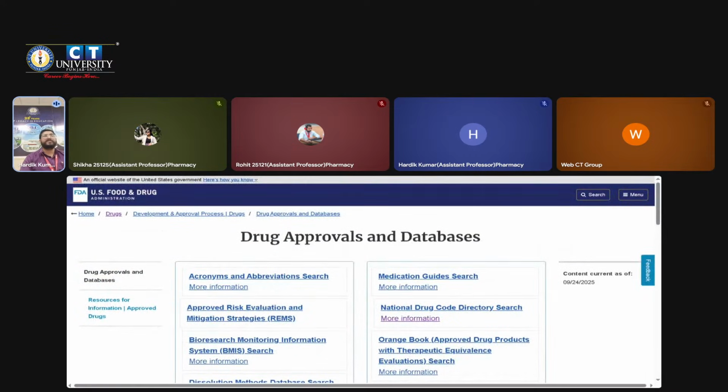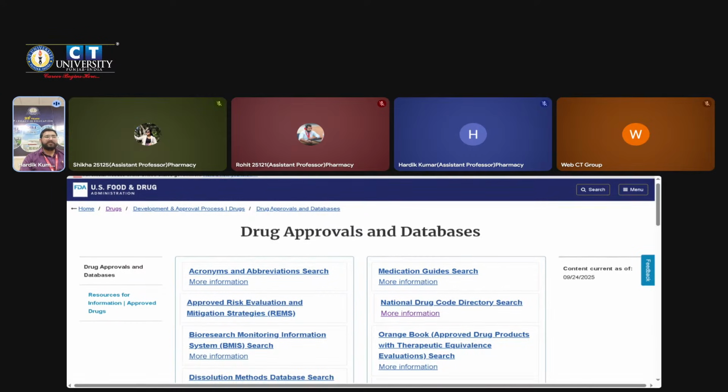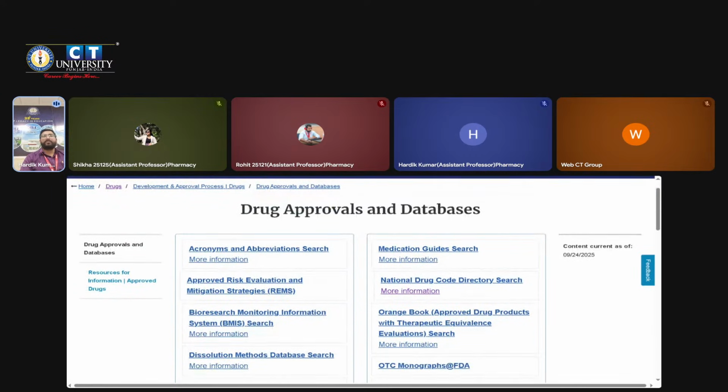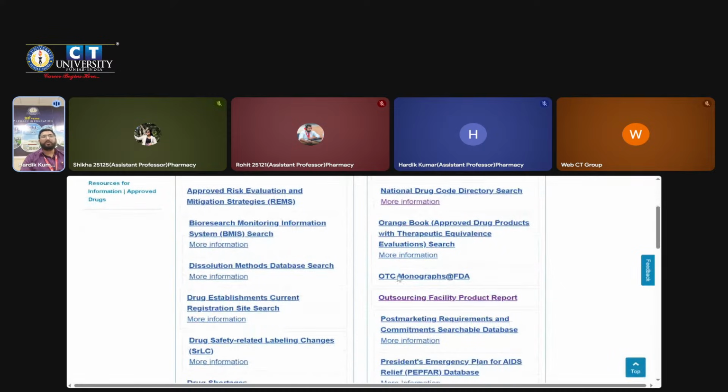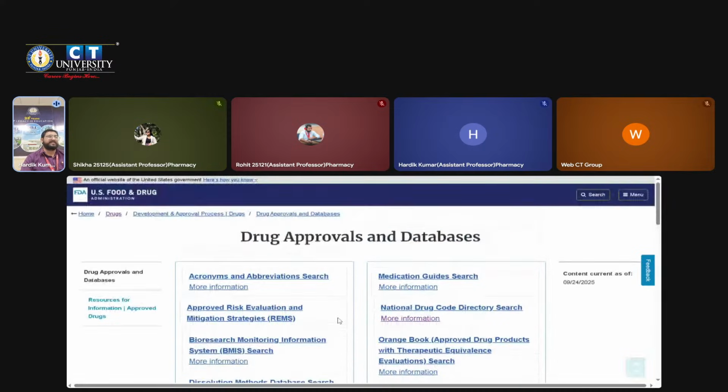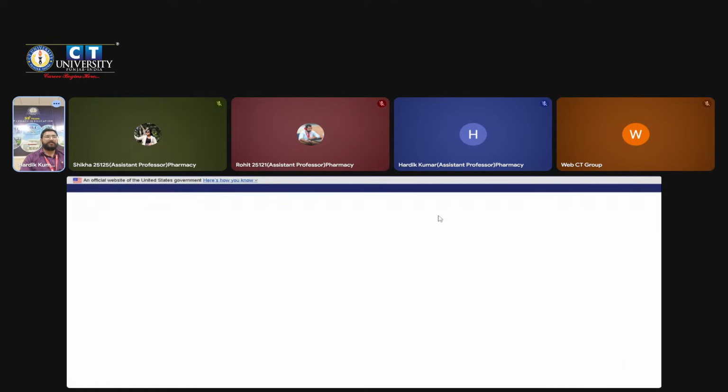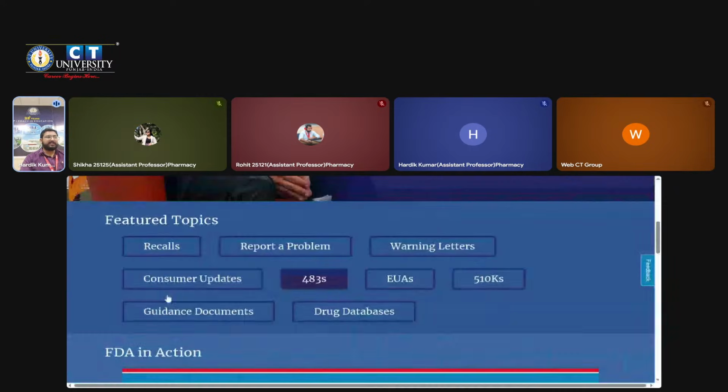For this information, we have to go to fda.gov/drugs, so that we can know about the drug approvals and their database, how many drugs they have approved. OTC monographs are also available on this website. The type of alerts it provides are recall alerts.